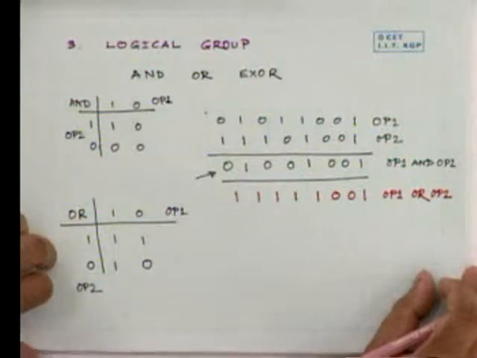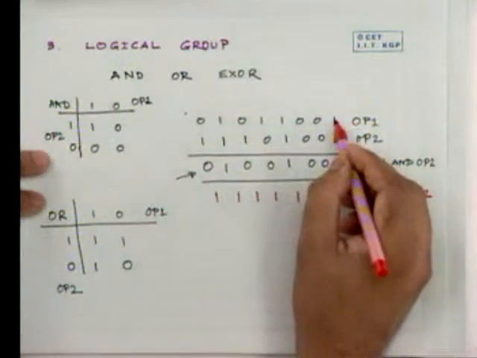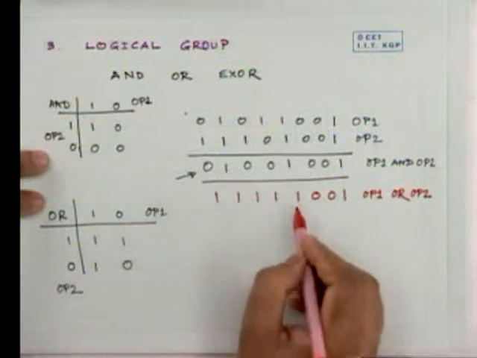Okay. This is operand 1 or operand 2. If any of them is 1, the result is 1, otherwise it is 0. For example, here it is 0.